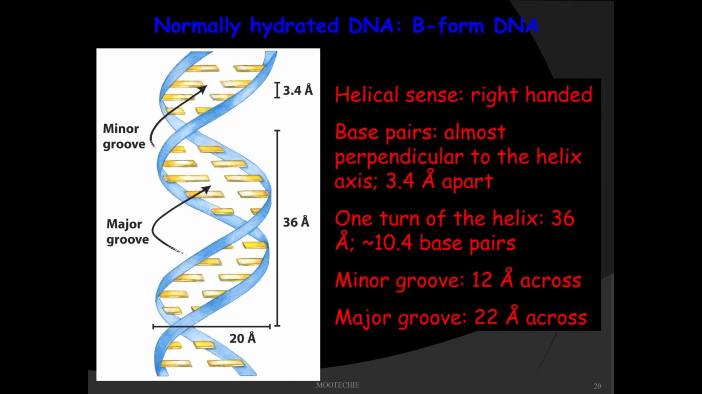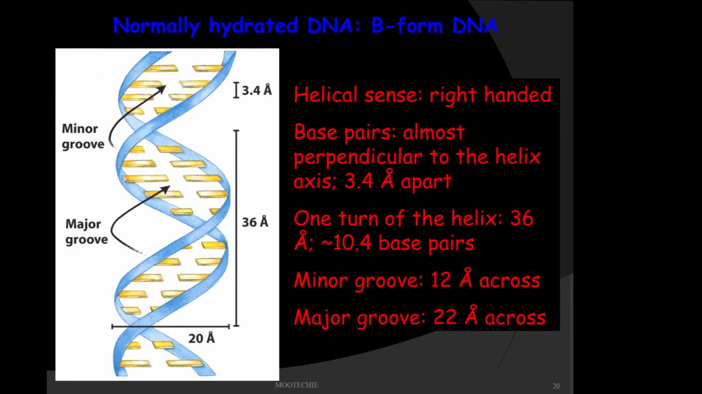Let's look at a diagram of B-DNA. It's a right-handed helix. The base pairs are almost perpendicular to the helix axis and are 3.4 angstroms apart. One full turn of the helix is 36 angstroms and contains about 10.4 base pairs. You can see the major groove, which is about 22 angstroms across, and the minor groove, which is about 12 angstroms across. These grooves are vital for proteins that read the DNA sequence.